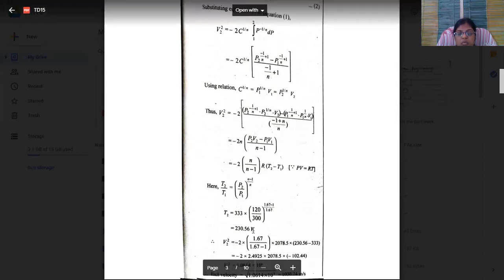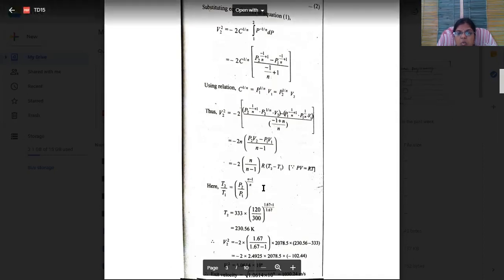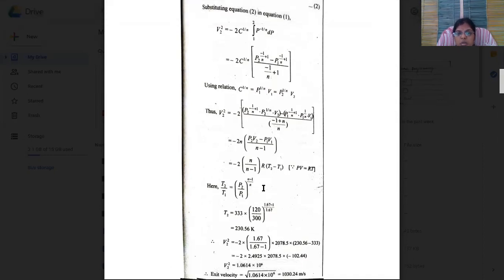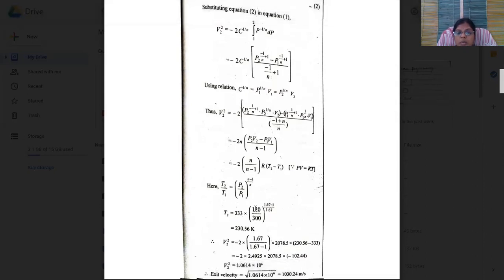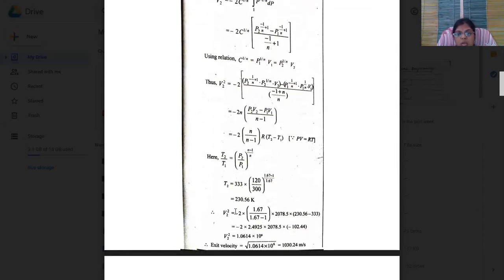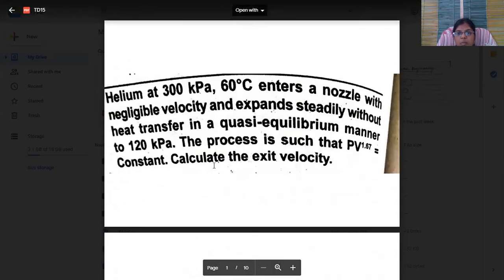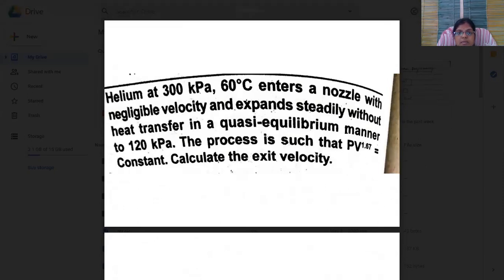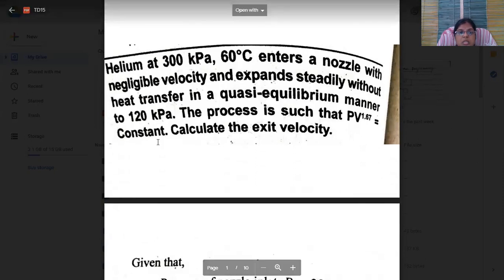Already we know the relation: T2 by T1 is equal to (P2 by P1) to the power (n minus 1) by n, which is equal to (V1 by V2) to the power (n minus 1). But here we are using the pressure relation. So T2 by T1 is equal to (P2 by P1) to the power (n minus 1) by n. So substitute the values of P2 and P1. Where can we get the n value? In the above problem, n value is equal to 1.67, P1 is 300 kilopascal and P2 is 120 kilopascal.